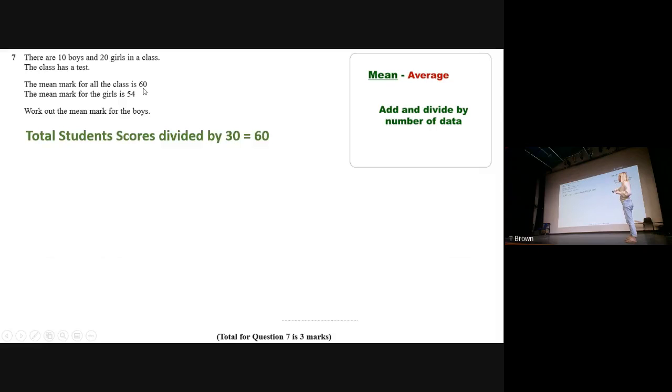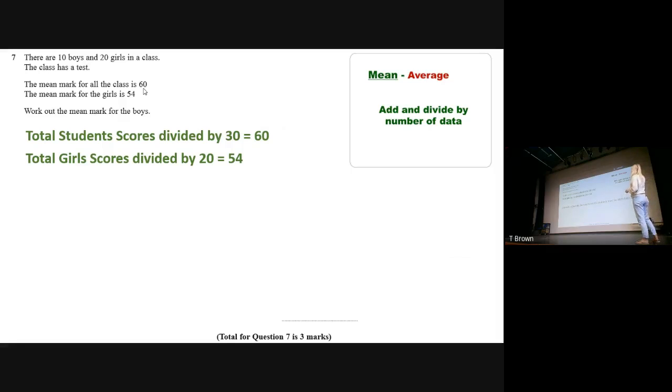The total student score divided by 30 made 60, and the total girls score divided by 20 made 54. So they already did that for us. All we can do is go backwards. I'm going to do 30 times 60. So there are 30 children altogether, and the mean was 60. So 30 times 60 is 1,800. So that must have been all their scores added up.